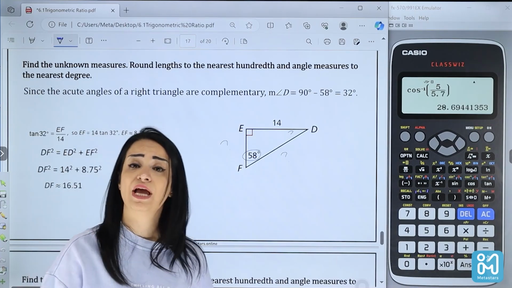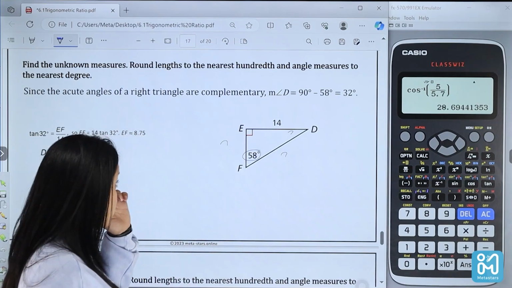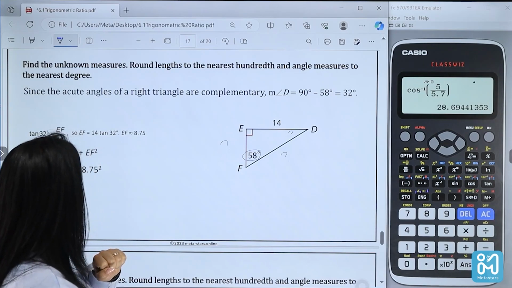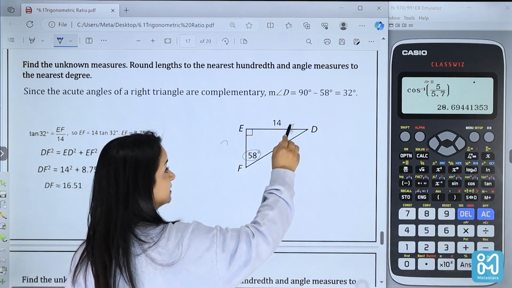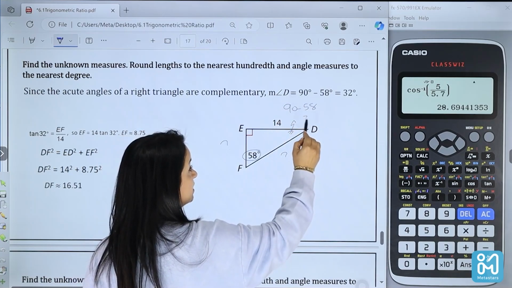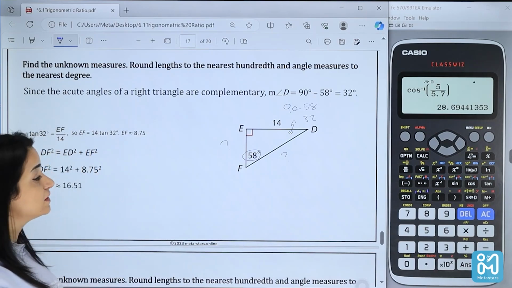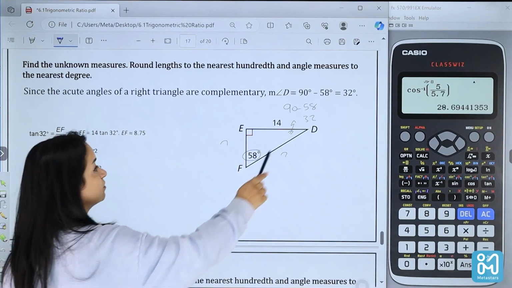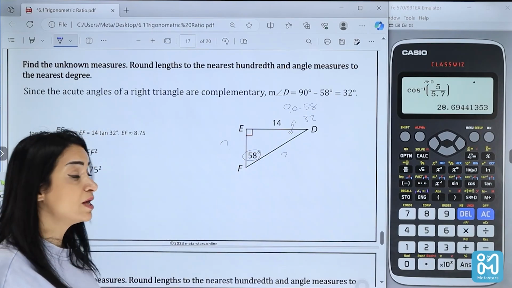As we know, the three angles in the triangle add up to 180. So since this is 90, this is 58, directly we can say, to find the measure of the angle, it's 90 minus 58, to get the measure of this angle. It is equal to 32. Now what about the sides? I can use the angle 58 or the angle 32, as you want. Any of them is correct.